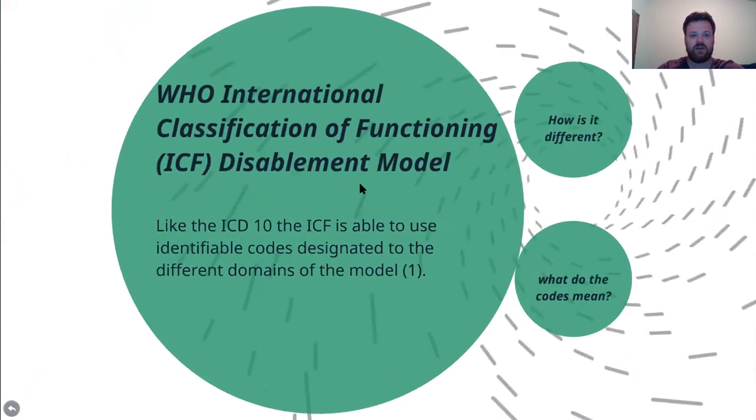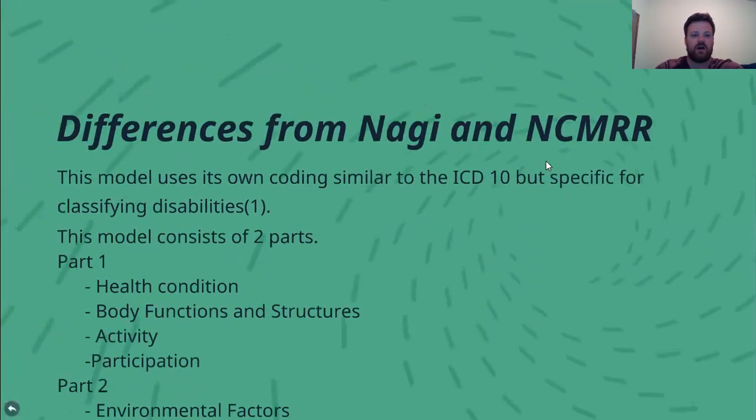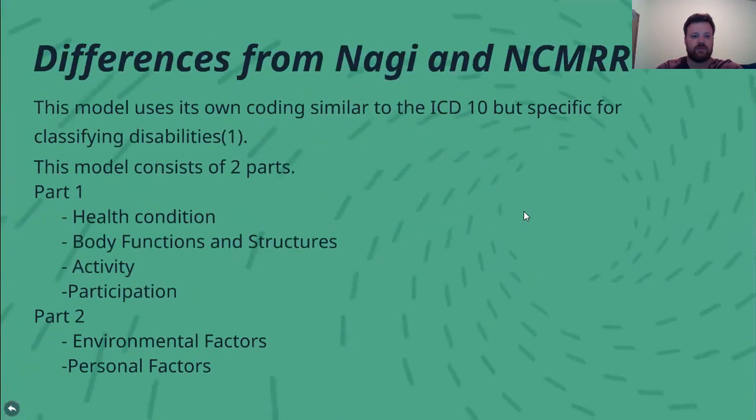So now we're going to get into the World Health Organization's International Classification of Functioning, the ICF, disablement model. It uses a coding system just like the ICD-10, designated to differentiate different domains throughout this model. It's a little different from the first two, as we're going to see here. The difference is that this model uses its own coding system, like I said before, for classifying disabilities. This model has two parts.